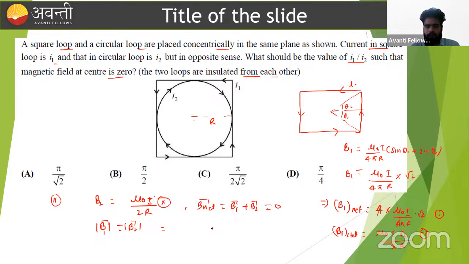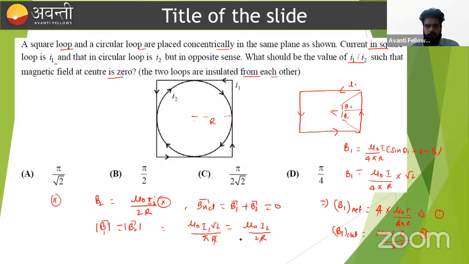So if we equate these two values, the current in the square loop is I1 and the current in the circular loop is I2. So mu naught I1 root 2 divided by pi r equals mu naught I2 divided by 2r. Here, if we want to find the ratio I1 upon I2, we can write it out from this equation.